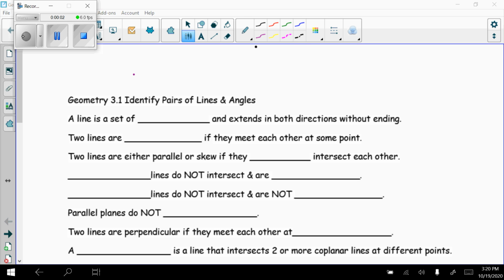All right, today in geometry, we're looking at section 3.1, identify pairs of lines and angles. Let's start out with some vocabulary. A line is a set of points and extends in both directions without ending. Two lines are intersecting if they meet each other at some point. Two lines are either parallel or skew if they never intersect each other.